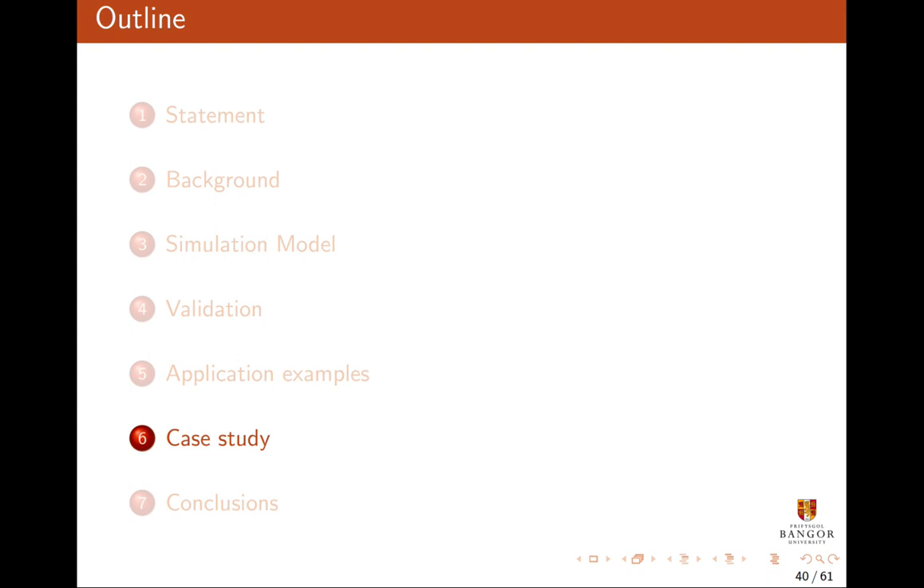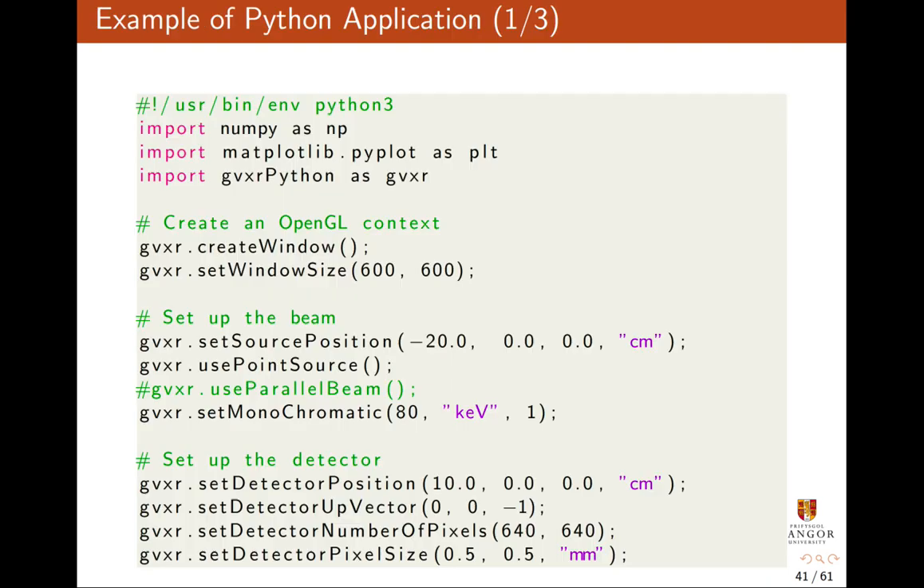So if we focus more now on material science, I'll start with a very simple Python program. What you need is to create an OpenGL context. So you can create a window that you show or that you don't show. Set up the position of the source, the type of source, here a point source, a parallel beam, and the spectrum of the beam. So here I decided to have a monochromatic spectrum of 80 keV. And there's only one photon in that spectrum. Then the parameters of the detector, so the position, its orientation, the number of pixels, and the resolution.